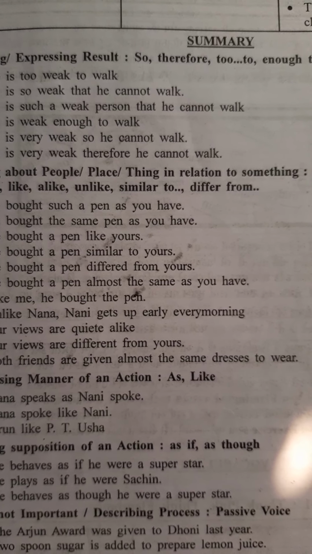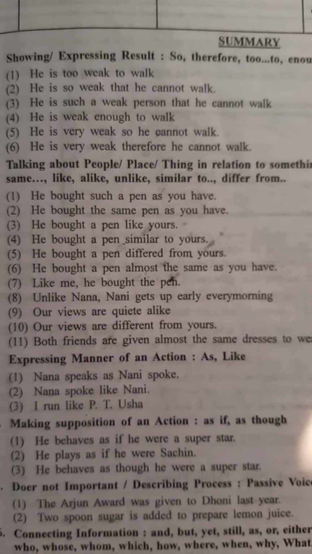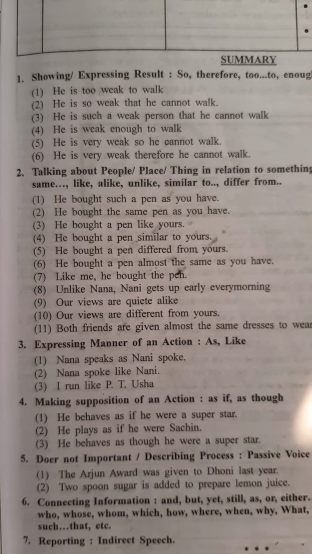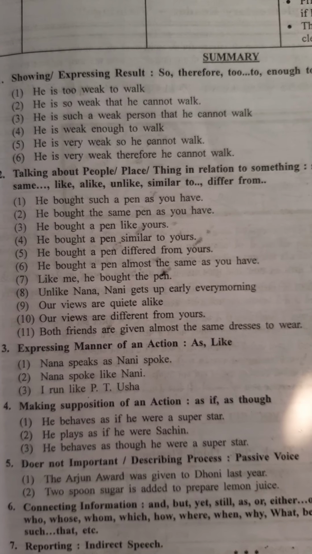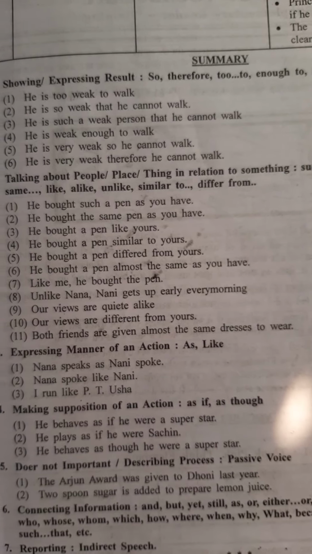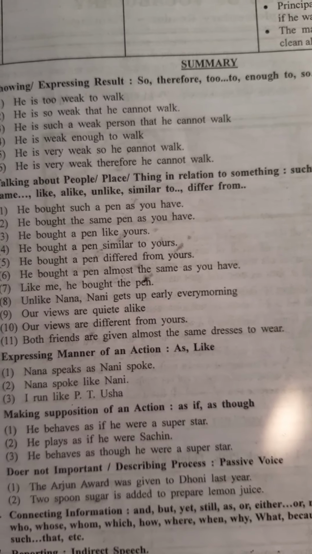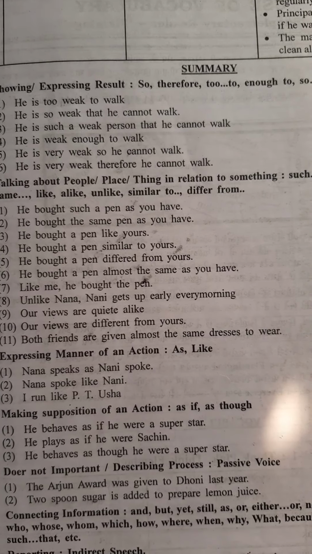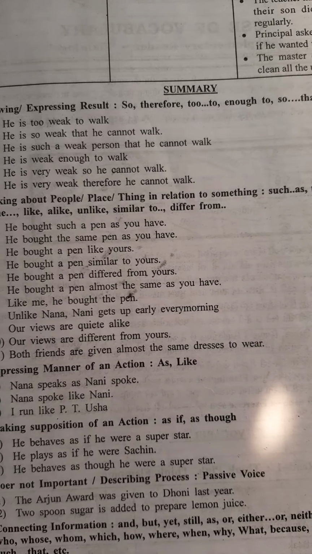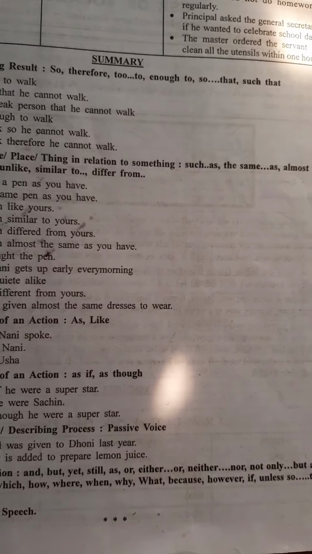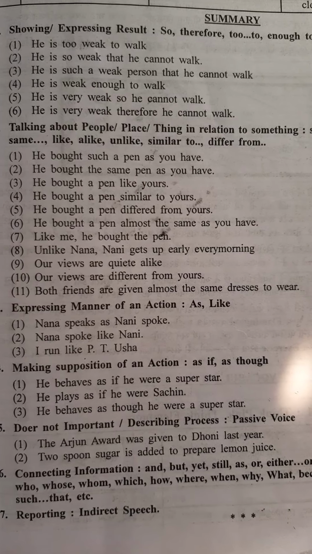Here are some functions and how to recognize, how to identify that function. Okay, so first, showing or expressing result. When you talk about showing and expressing result, here is some trick to identify this function. If you see in the sentences so, therefore, to, enough to, so that, such that, then it is showing or expressing result.